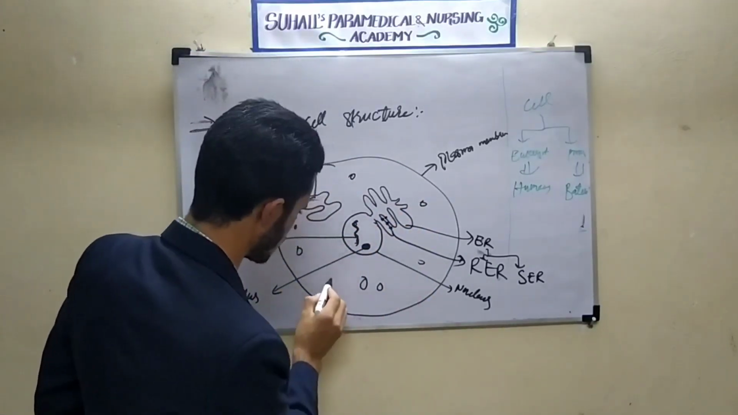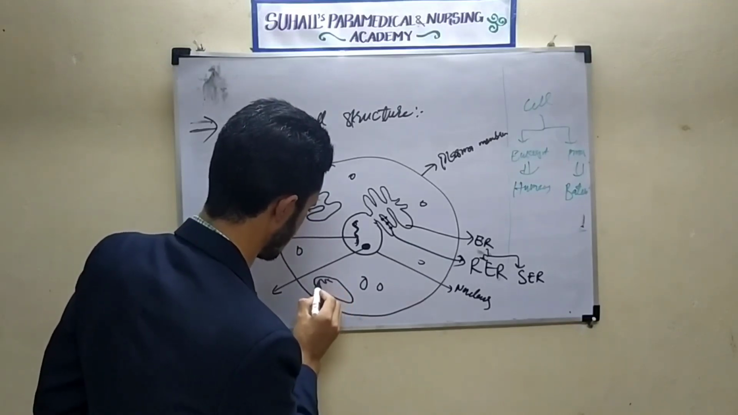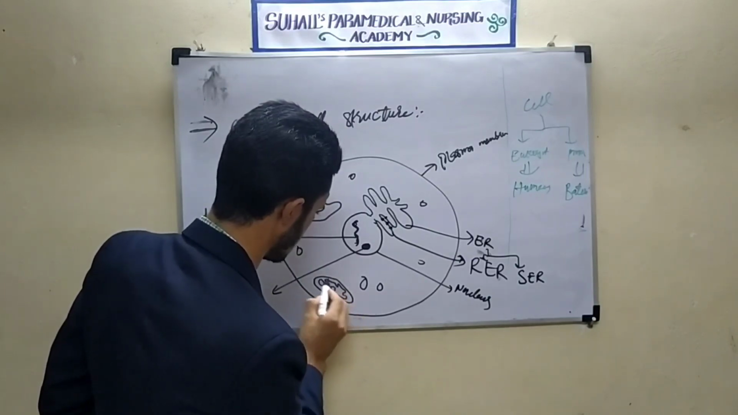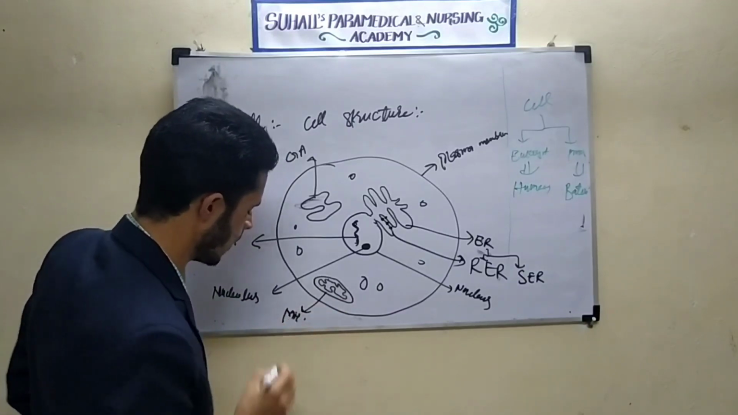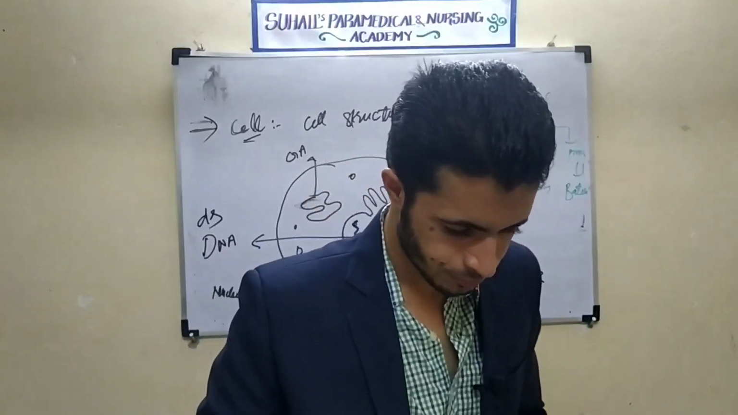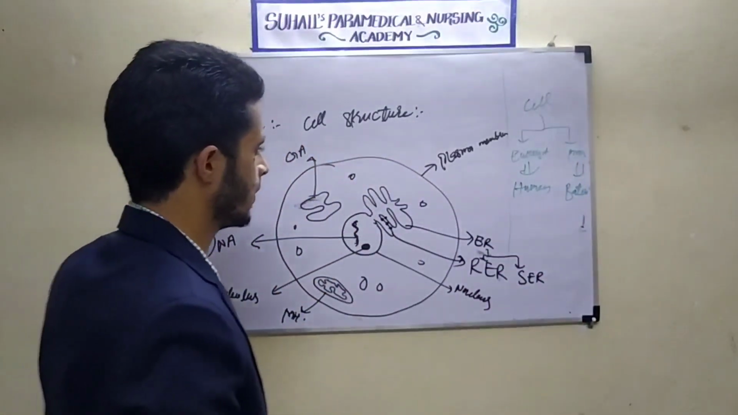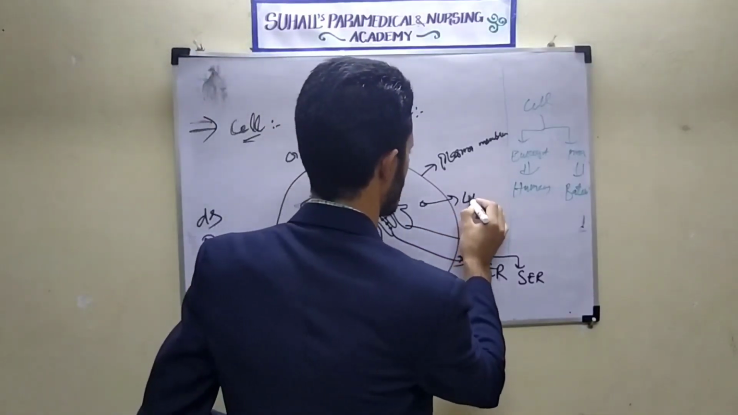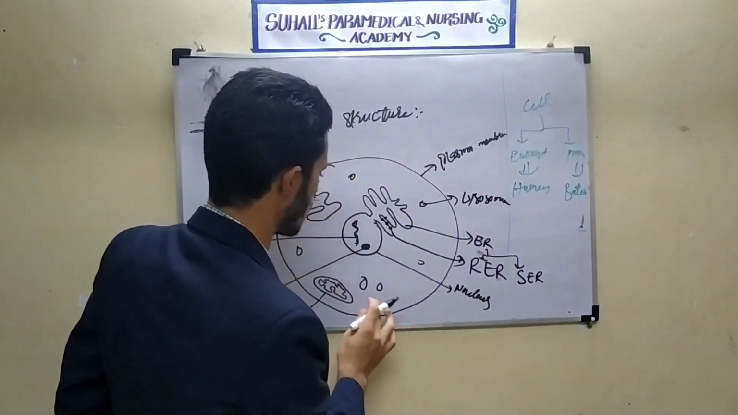And there is one more structure, this is the outer membrane, this is the inner membrane. This is called mitochondria. So I told you these are the different organelles that are found in the human being. Lysosomes, mitochondria, and there are some more also. Suppose we consider this as lysosome, and centrioles are also there.